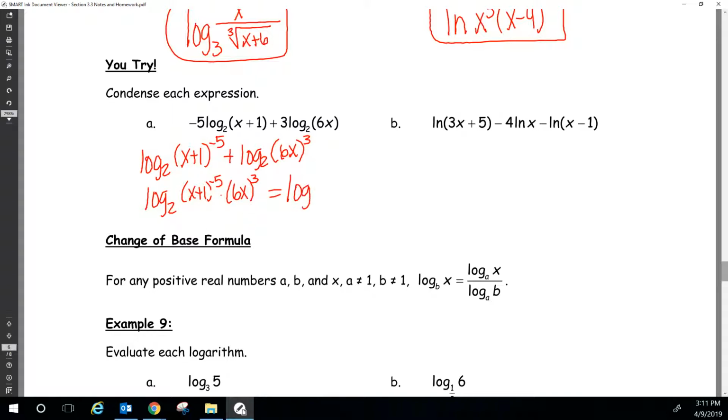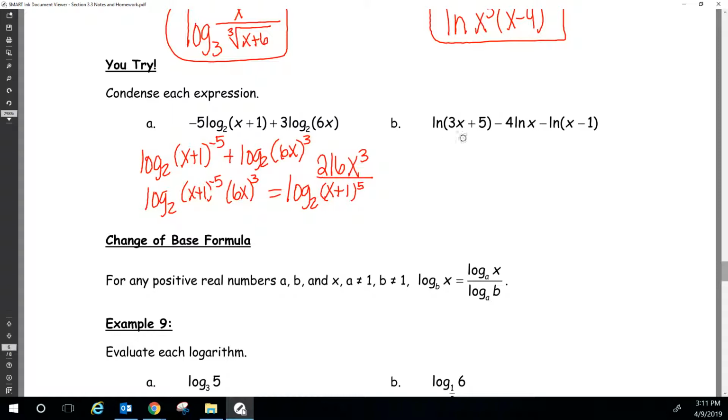So that's log base 2. I need to make my exponents positive before I'm done. So (x plus 1) to the positive 5 power goes to the bottom of the fraction because of that negative sign. The 6x cubed stays in the numerator because it is positive. 6 times 6 is 36, times 6 is 216. So 6 cubed is 216 x cubed.